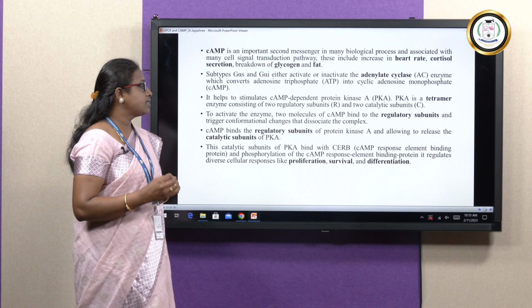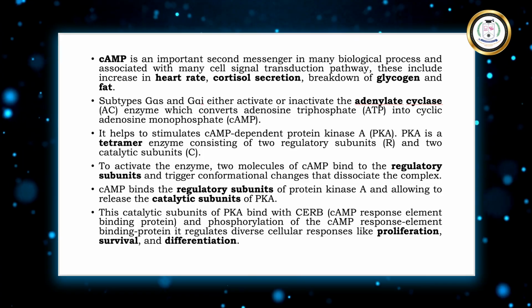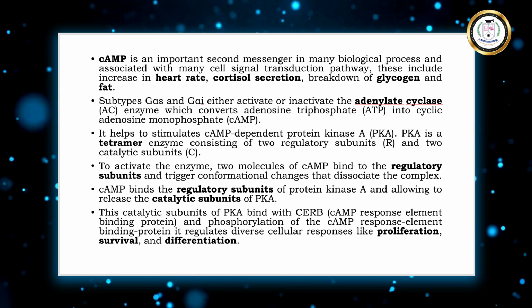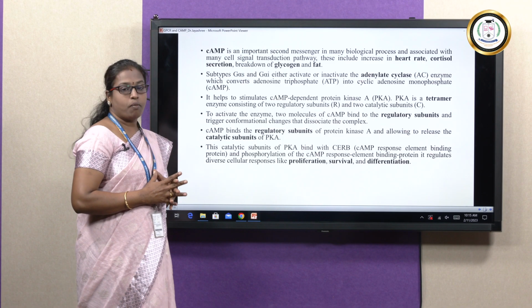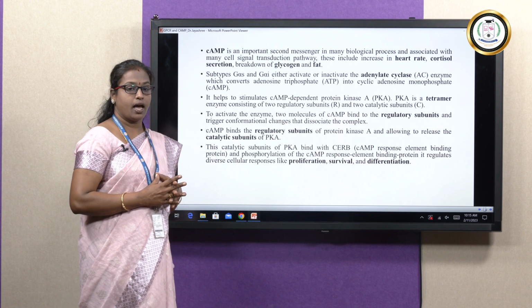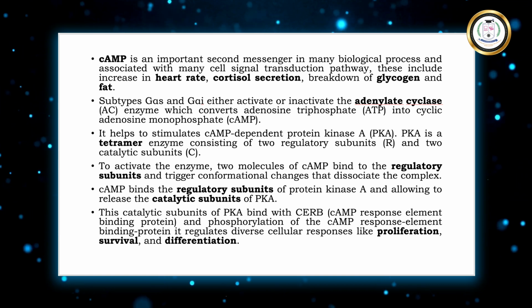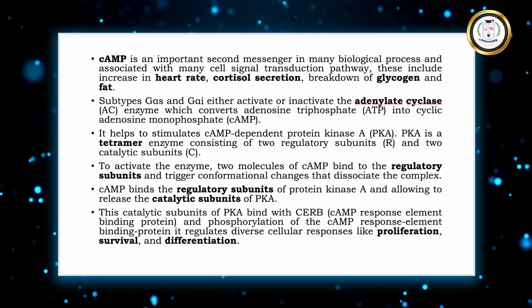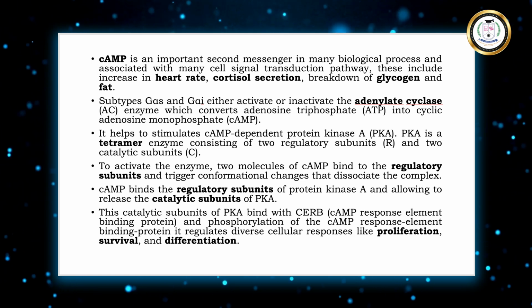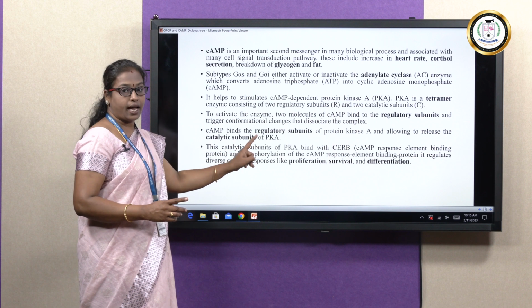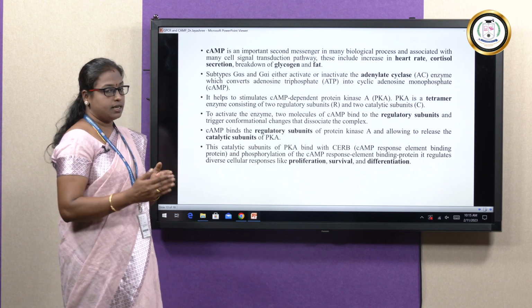This protein kinase A is a tetrameric enzyme, consisting of two regulatory subunits and two catalytic subunits. To activate the enzyme, two molecules of cAMP bind with the regulatory subunits and trigger a conformational change, dissociating the complex. So, cAMP binding to the regulatory subunit of protein kinase A allows the release of the catalytic subunit of protein kinase A.